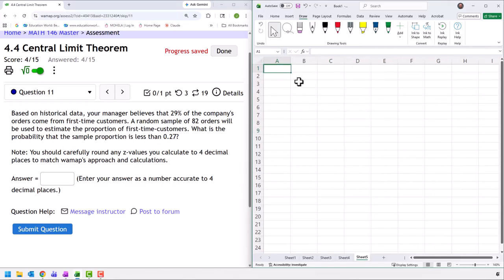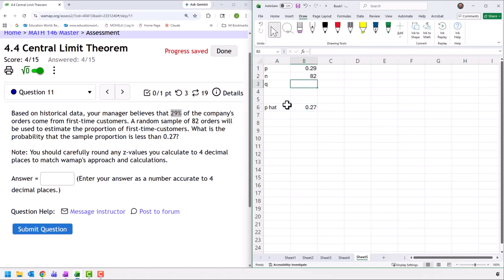So, getting our important information. So this proportion, this is P. This is what we get from what we know, 0.29. So based on the historical data, your manager believes that 29% of the company's orders come from first-time customers. That's this year. A random sample of 82 orders, so now we have a sample of 82 orders, will be used to estimate the proportion of first-time customers. What is the probability that the sample proportion is less than 0.27? So now we're talking about here kind of a p-hat, which might be a new character, but this is a value that comes from a sample.